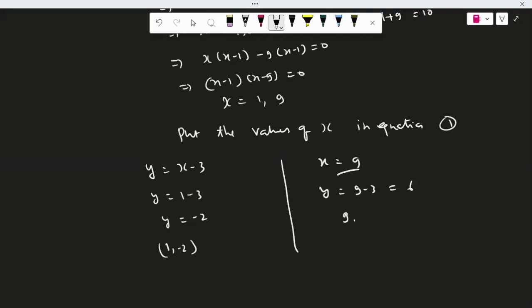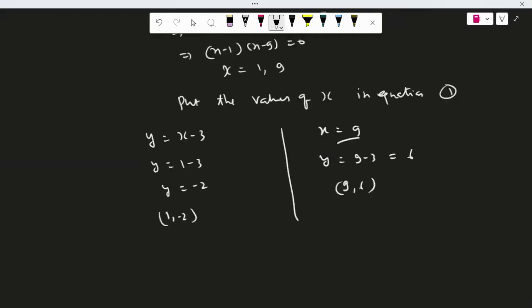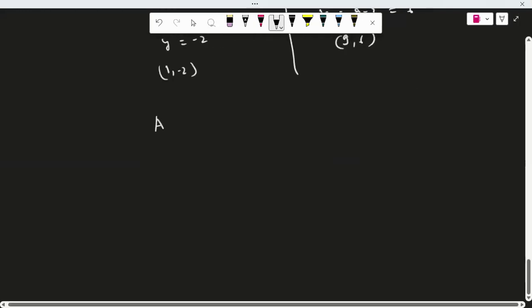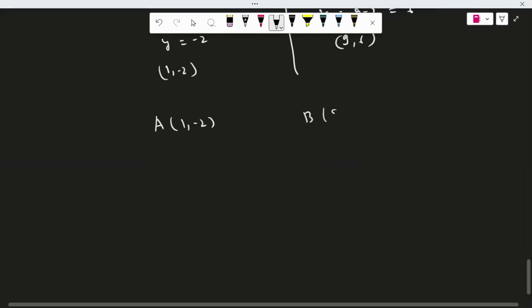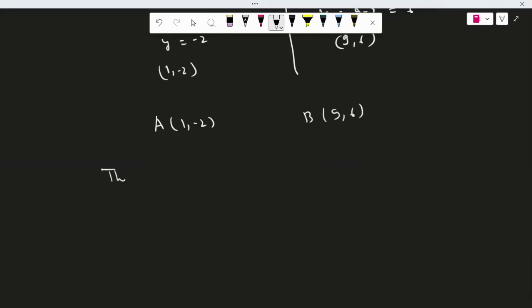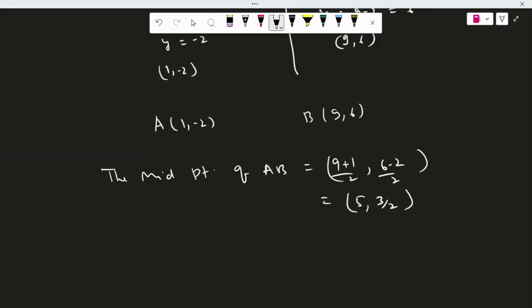So we have 2 points, A 1 comma minus 2 and B 9 comma 6. Now the midpoint of AB: 9 plus 1 by 2, 6 minus 2 by 2. That becomes 5 and 3 by 2. Okay.